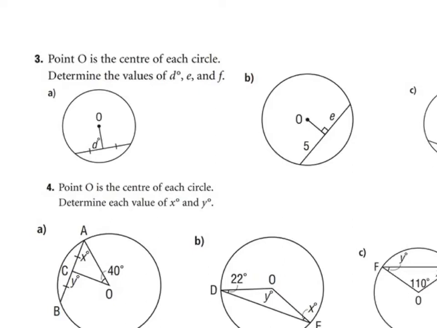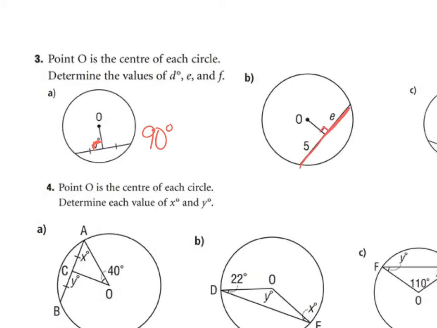It tells us point O is the center of each circle. Determine the values of D, E, and F. If we look at part A, we're looking for angle D right here. Remember, this is our chord. It looks to me like this is a perpendicular bisector because it's cutting our chord into 2 equal parts. So it's in the name for us. Perpendicular bisector means that this angle here is 90 degrees. It's a right angle.